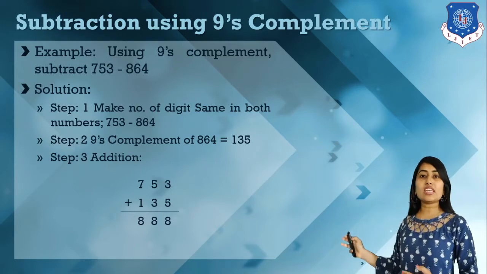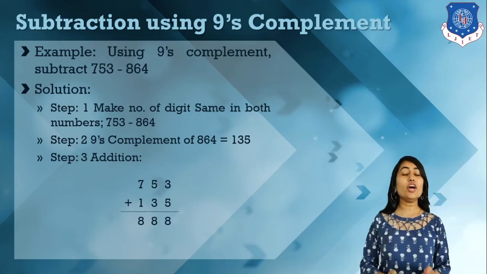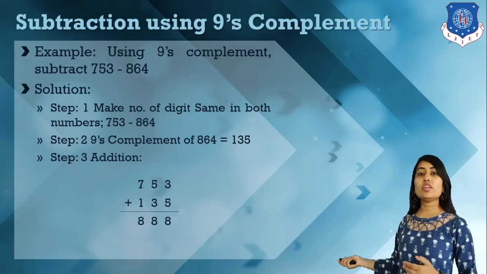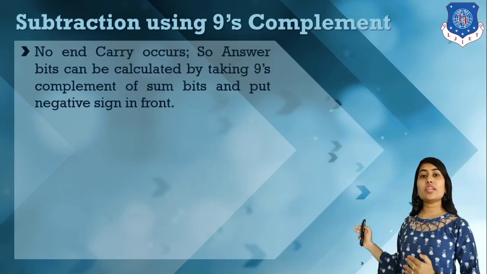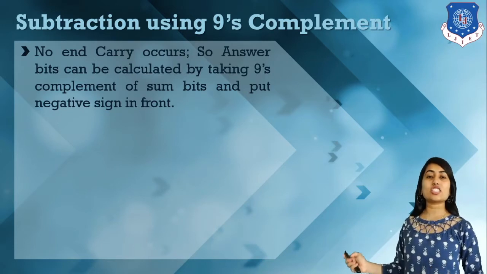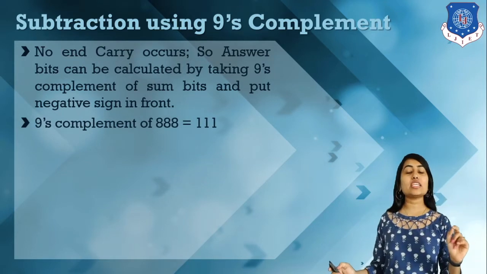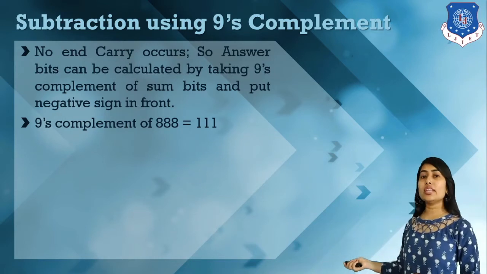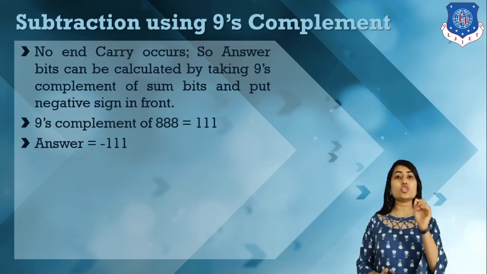Here we perform addition of 3 digits and we get the answer in 3 digits, so there is no end carry. So how can we get the correct answer? Whenever no end carry occurs, first calculate the 9's complement of the summation digits and then put a negative sign in front for the correct answer. So here we have 888. First calculate the 9's complement of 888, that is 111, and then put a negative sign in front. So here we have the answer minus 111.